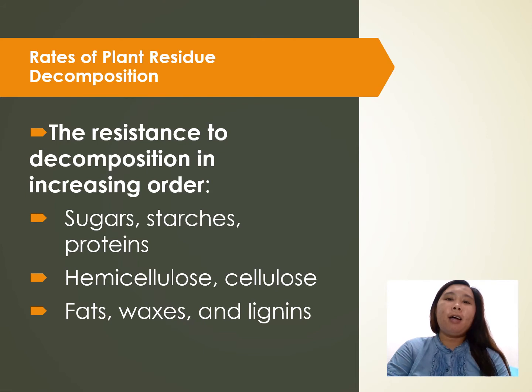Now let's discuss the rates of plant residue decomposition. The resistance to decomposition in increasing order is that the first ones to decompose are the sugars, the starches, and the proteins, followed by the hemicellulose and cellulose, followed by fats, waxes, and lignins. Lignins, waxes, and fats are those that are relatively difficult or hard to decompose.